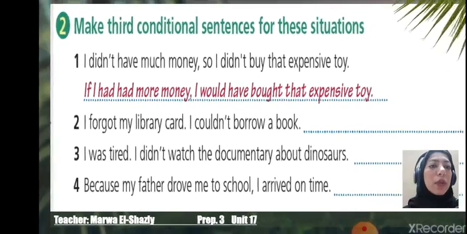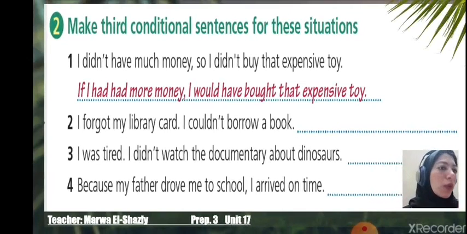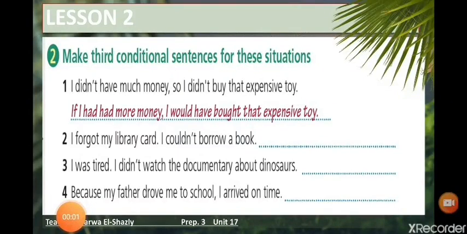Okay, for number 2, we'll do the same, 2, 3, and 4. Let's read together. 2, I forgot my library card. I couldn't borrow a book. 3, I was tired. I didn't watch the documentary about dinosaurs. 4, because my father drove me to school, I arrived on time. Take your time, pause the video, and go back to the rule if you need any help.